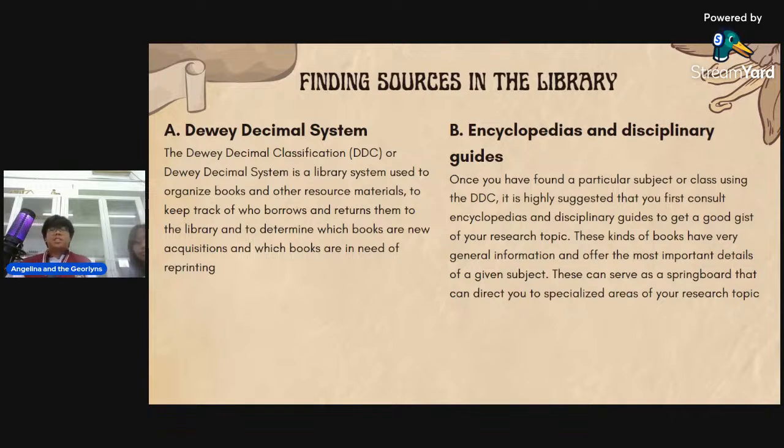So basically, this is also another way to find your source, going to the library. Basically, researching on a book instead of using the internet, and you can get general information about that and most important details that are not on the internet.